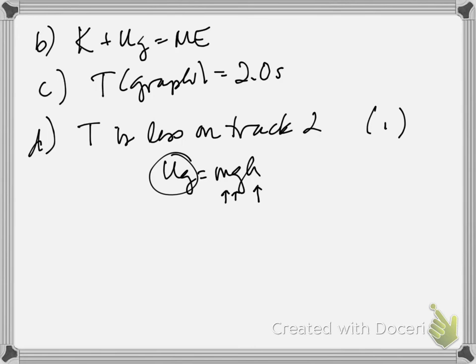And then a greater average speed means that it's going to take less time to cover the same distance. And as they said, this distance is the same. It's just this distance. So we've got the same distance covered at a faster speed. So track 2 will have a shorter period. So 3 points for that, as I said.